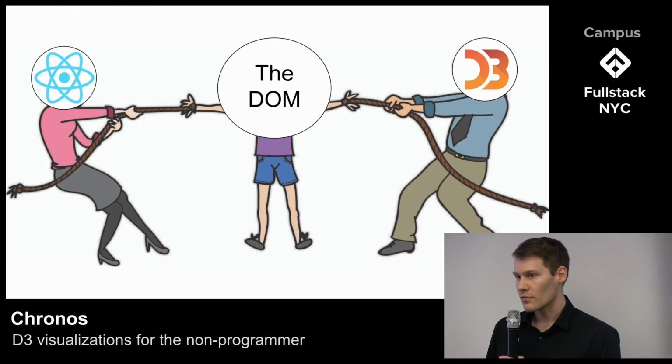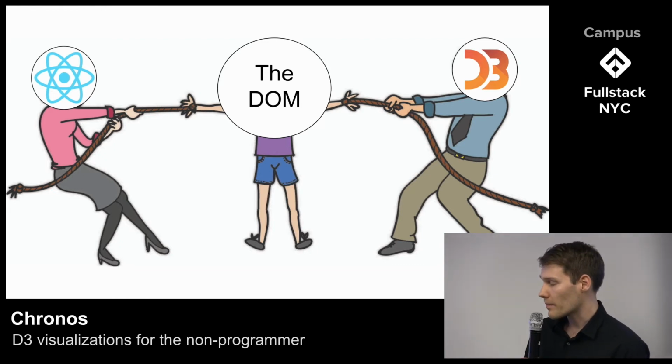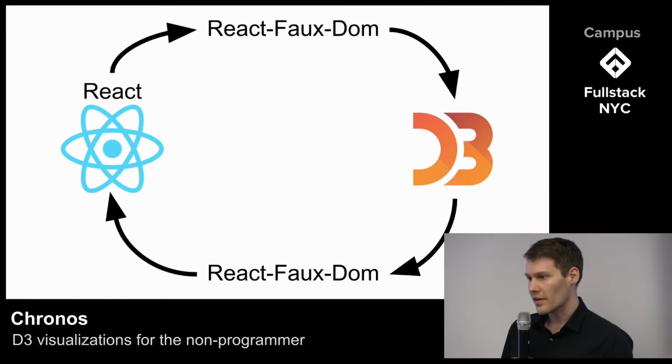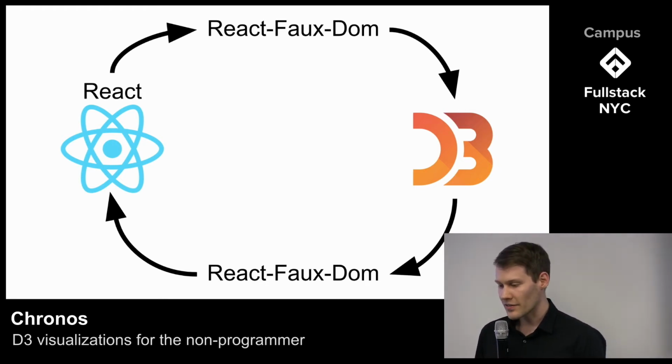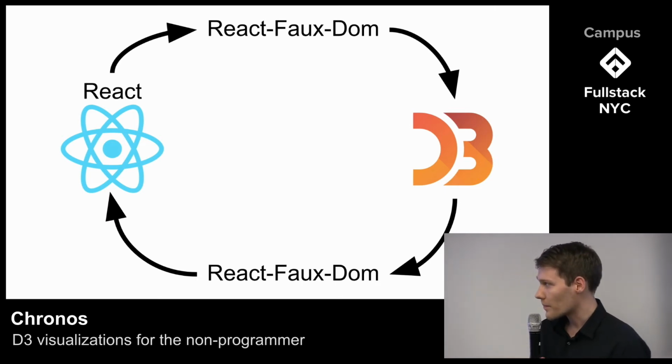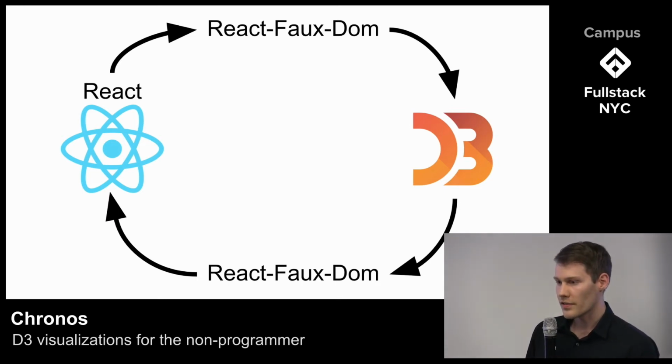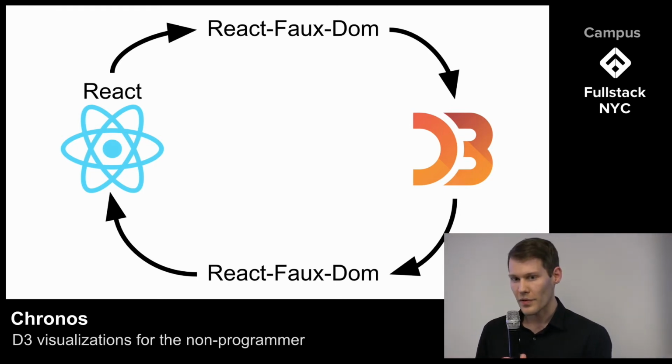To get around this issue, we ended up using a library called React-Faux-Dom, which acted as an intermediary between React and D3, handing off control of part of the window to D3, which would draw the visualization, and then returning it to React as a React component that could be incorporated into the virtual DOM. This approach really let us play to the strengths of both React and D3, leaving React to handle user interaction and data flow through the front end, and allowing D3 to focus exclusively on rendering the complex vector graphics we needed for our visualizations. And now for more on our experience building Chronos, here's Mario.